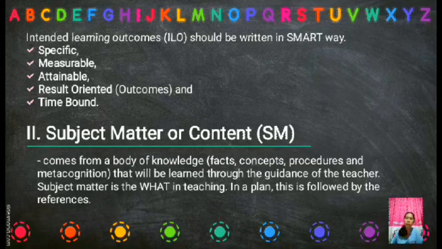So, pag may tag time-bound meaning is dapat sakto sa oras ang imuhang objectives nga gipangbuhat. So, next part, the second part in lesson plan is the subject matter or content.